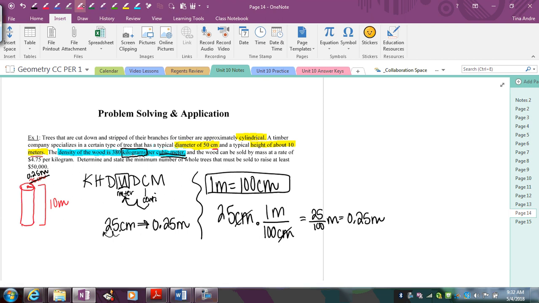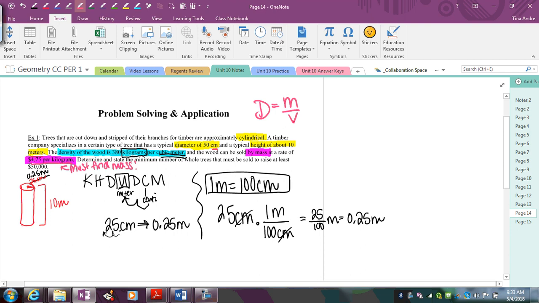And then the wood can be sold. Another important piece here, if I continue reading the question, is that it can be sold by the mass at a rate of $4.75 per kilogram. What this is telling me is I must find the mass, which is a typical situation you're going to run into, because they'll give you the density. That typically is what happens, not always, but most of the time. They'll give you enough information to find the volume, because if you remember your density formula, density equals mass over volume. If you know your density and you know your volume, you can solve for the mass. That's really our goal here, to find the mass, because if we know the cost per kilogram, we can then figure out how much we need for the 50,000.